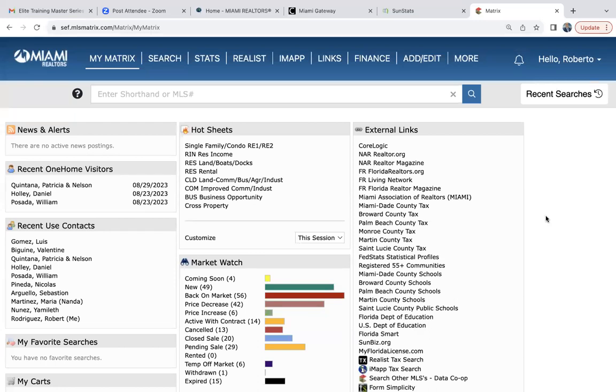All right, so let's go ahead and get started. We are logged into the MLS. This is Matrix MLS, and we're going to first visit the market reports section of the MLS. So for that, you're going to go up to the very top and you're going to click on more and you're going to click on market reports.